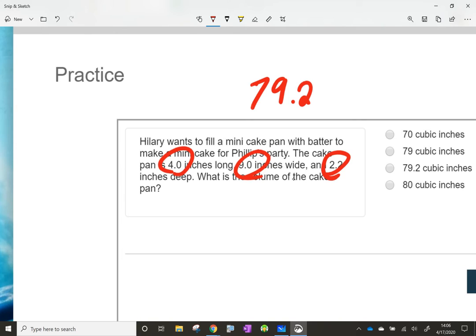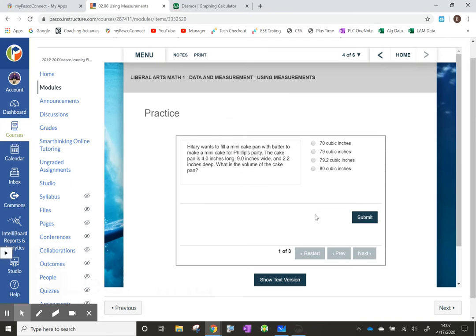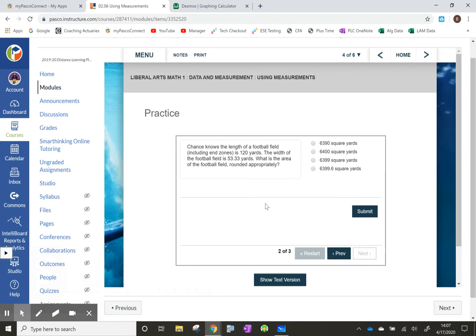However, since this has 2 significant digits, that one has 2, and this one has 2, the fewest number of significant digits is obviously 2, since they're all the same. So our answer has to also have just 2 significant digits. So if we're rounding this to only 2 significant digits, because our answer currently has 3 significant digits, we're going to keep the first 2 and then round the last part. So to round the last part off, since it's 0.2, that would round down. So our answer would just be 79. So 79 is the answer that we would choose to appropriately round it. I know it's weird, but that's how this works.